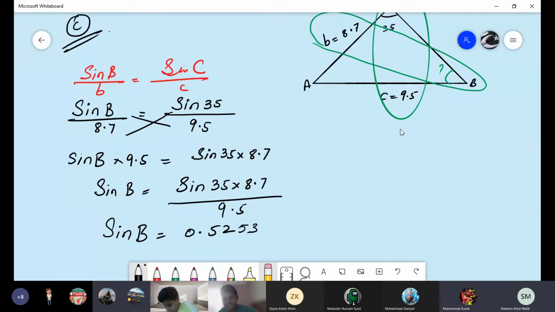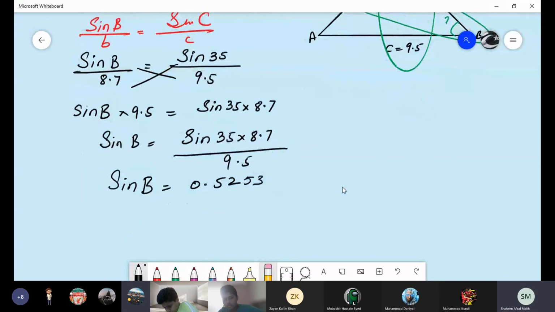0.52. Ma'am, it is 0.5 after we round off. 0.5253. Yes, ma'am. Sine inverse 0.5253. Yes, Mubashir, what's the answer for this angle B?